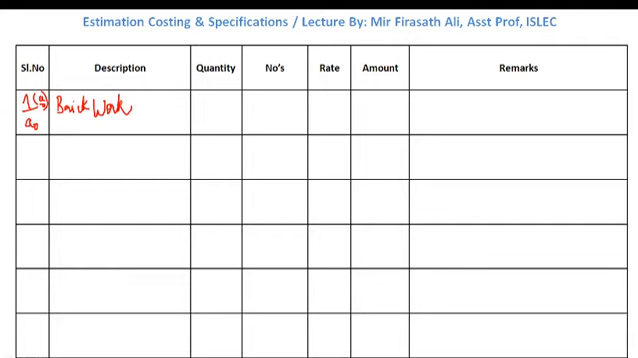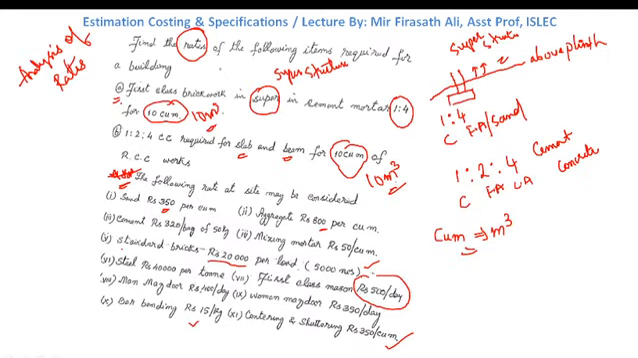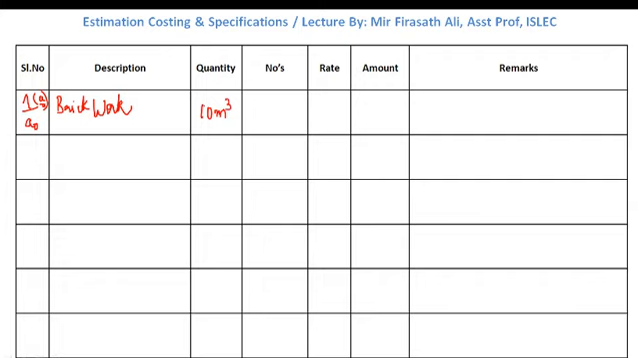What is the quantity? Quantity of brickwork is given in the question, which is nothing but 10 meter cube. It is already given in the question. So how much quantity do we need? 10 meter cube we need.